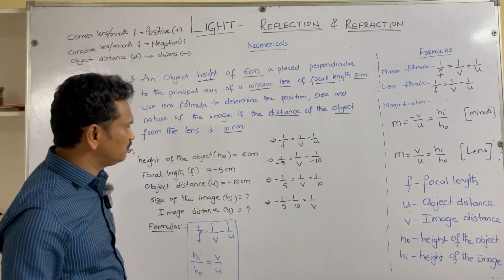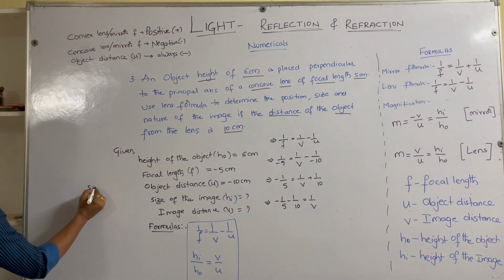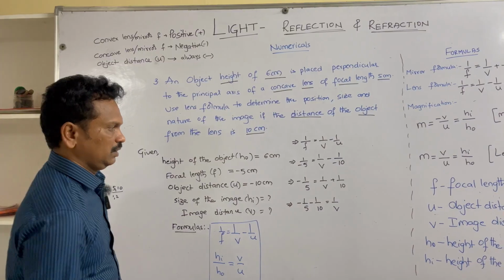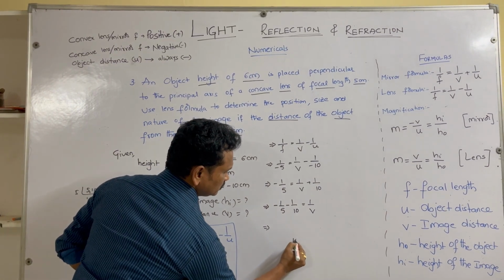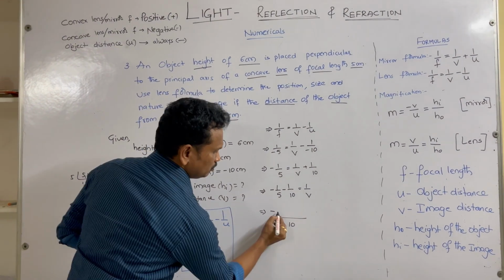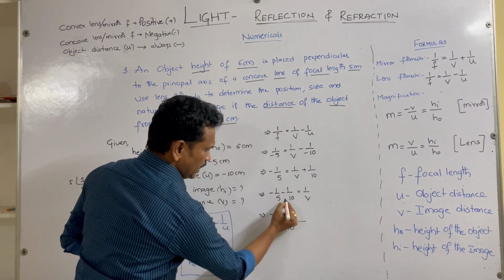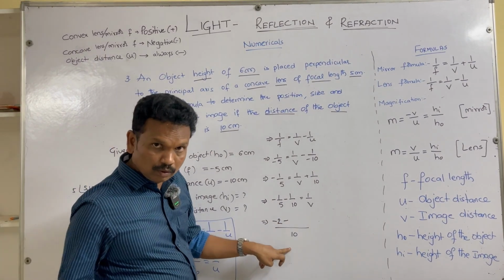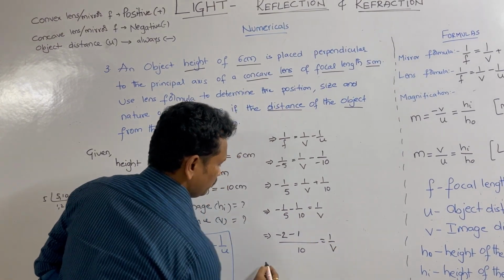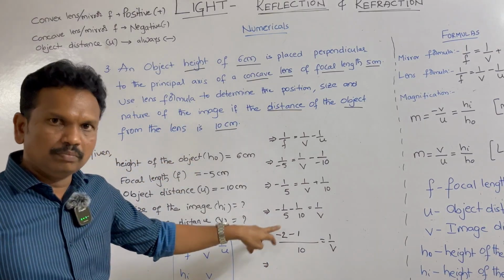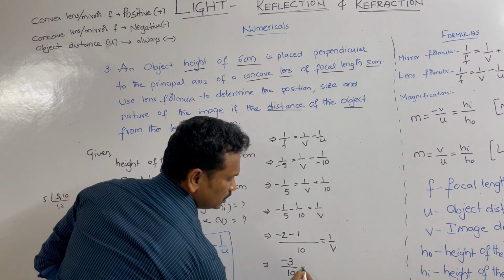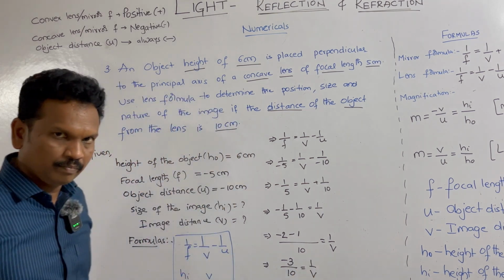Again, what is the LCM for 5 and 10? Already we did previously. Same way, 5 ones are 5, 5 twos are 10. The LCM is 10. That implies 10 divided by 5 is 2 times, so 2 into 1 is 2, minus, as it is 10, 10 divided by 10 is 1 time, 1 into 1 is 1, is equal to 1 by v. Now, minus 2 minus 1 is minus 3, so minus 3 by 10 is equal to 1 by v.